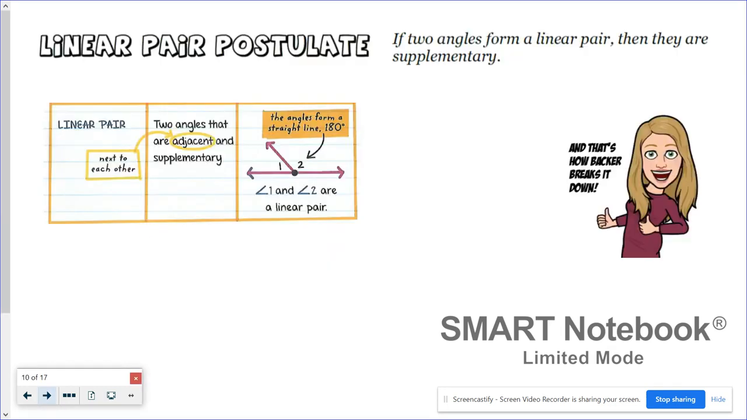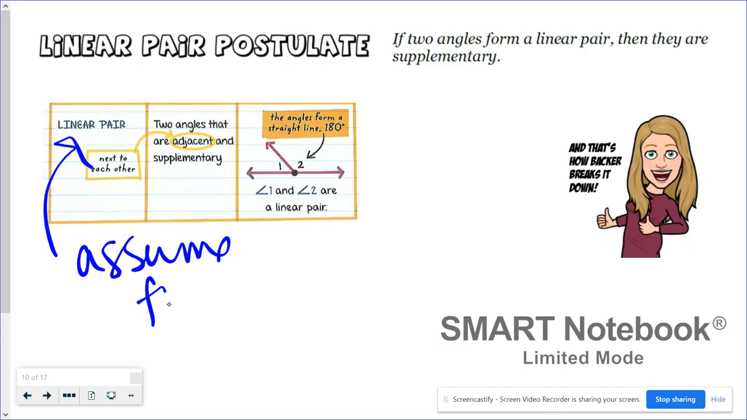So there you have it, supplementary angles. We will prove that two angles are supplementary using the linear pair postulate, which says if two angles form a linear pair, then they are supplementary. And just remember, linear pairs are something that you can totally assume from the diagram.